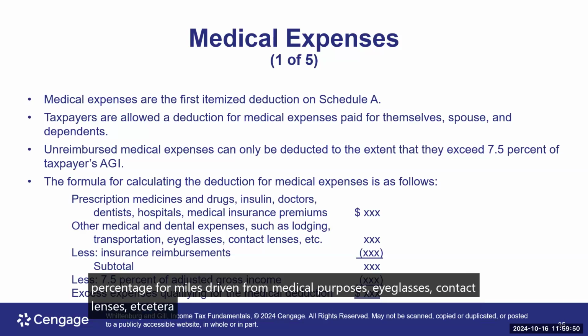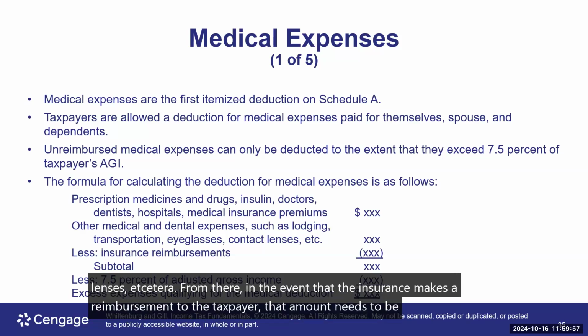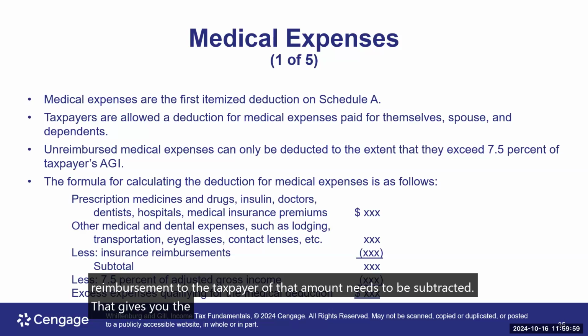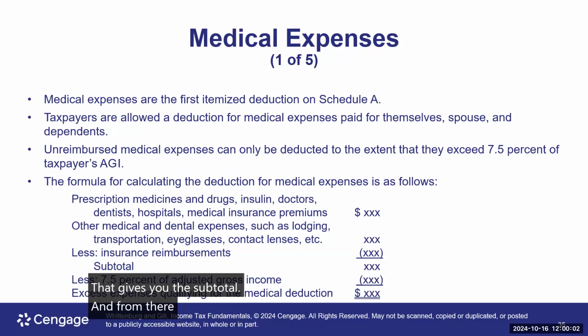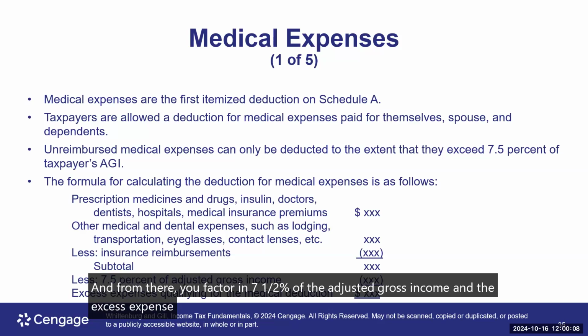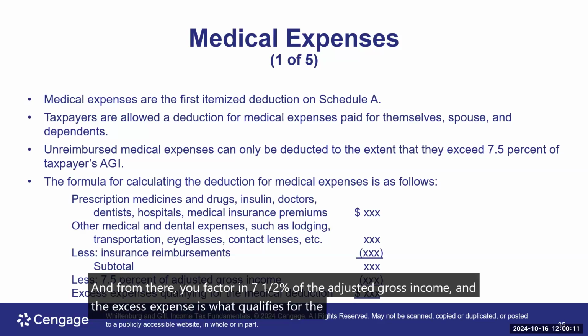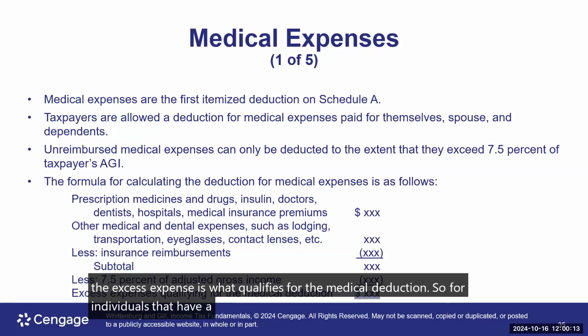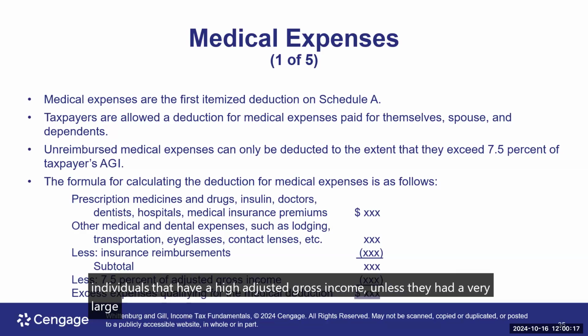From there, in the event that the insurance makes a reimbursement to the taxpayer, that amount needs to be subtracted. That gives you the subtotal. And from there, you factor in 7.5% of the adjusted gross income, and the excess expense is what qualifies for the medical deduction. So for individuals that have a high adjusted gross income, unless they had a very large amount of medical expenses, unfortunately, they will not be able to claim the medical expenses.